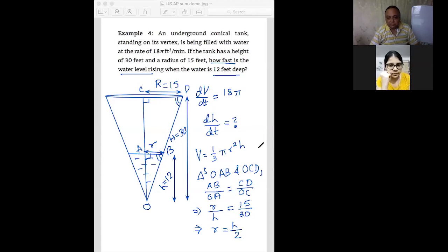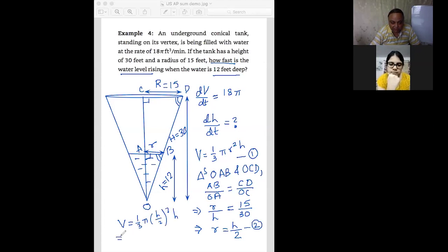Got it? Now, what is the advantage here? If you name it as equation 1, say, and this equation 2, you can replace R here by this value. So you have a new thing. You have V equal to 1/3 pi (H by 2) whole square into H. Now you have only an equation connecting V and H. That was what we set out to do. So this is pi by 12 H cube.